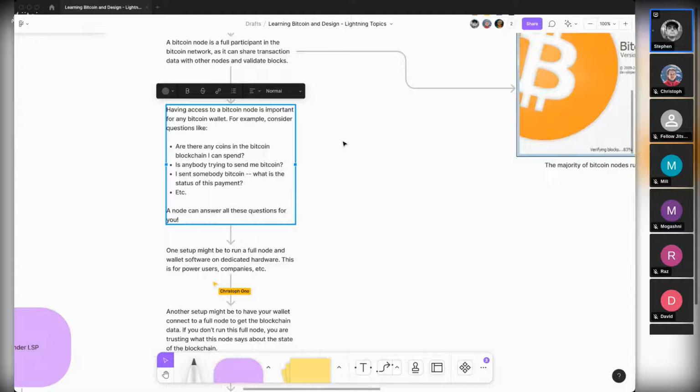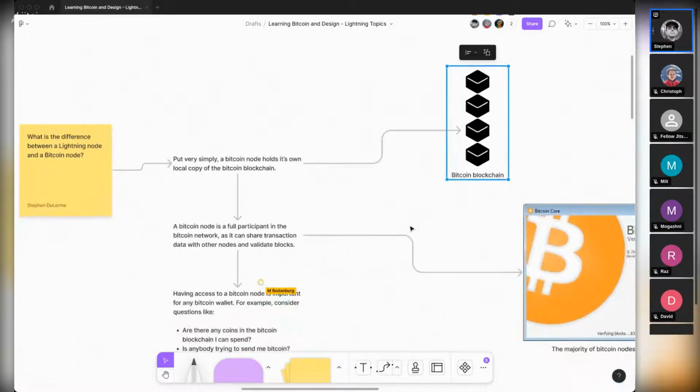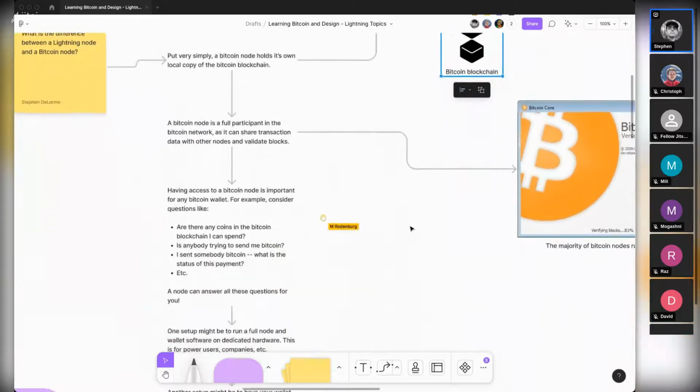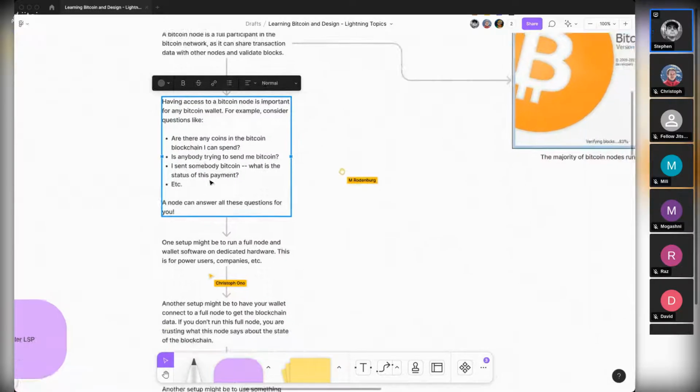In fact, I would go as far as to say that only a node can answer these questions for a wallet. A node, because it has a copy of the blockchain, is the most definitive source of truth about what's going on in Bitcoin. So a node is basically required. A wallet relies on a node in order to be able to tell what's in the wallet.